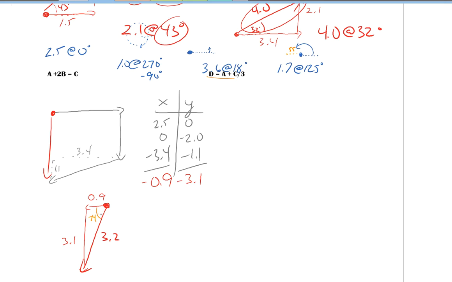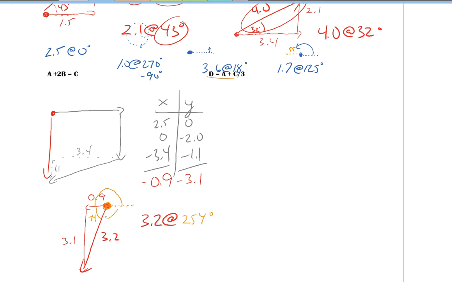And then I can piece the things together. So for my answer, it's 3.2 long at, I got that 74. I don't actually want to use the 74, because remember, you want your answers from the positive x-axis, which would be right there to the right. So I'm going to wrap it around. So it'd be 180 from there to there. 180 plus the 74 would be 254 degrees altogether.